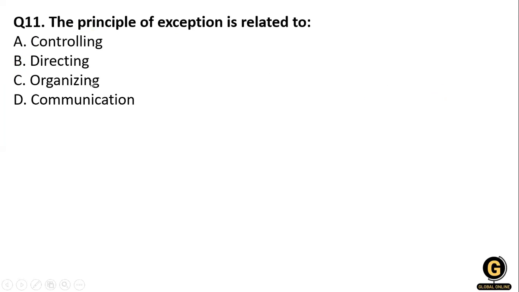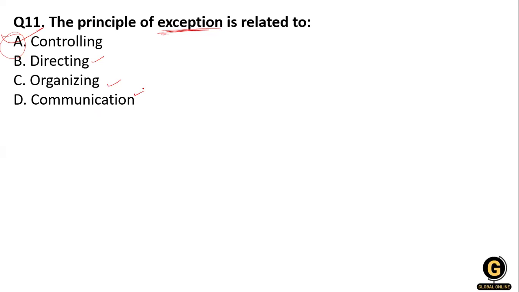Now the next question: the principle of exception is related to controlling, directing, organizing, or communicating. So the principle of exception is related to controlling. Why is it part of controlling? Because it is the function of management which helps to seek the planned result from subordinate managers, and at all levels of the organization.